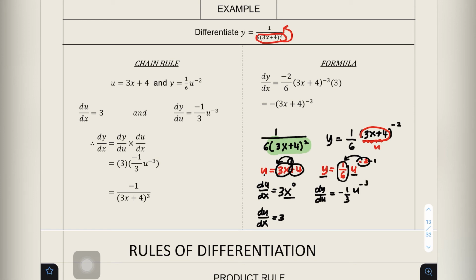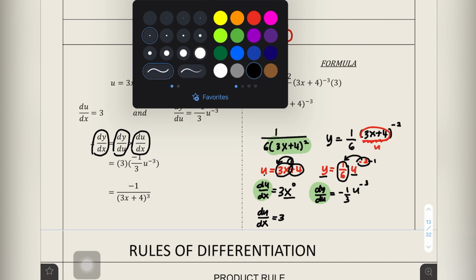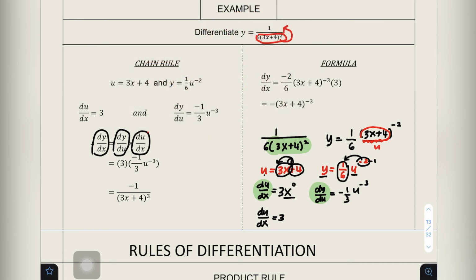Okay, class. So now you already have du/dx and dy/du. By using the chain rule, to find dy/dx, you need to multiply dy/du with du/dx that you have. You need to multiply both of these to get dy/dx. Why? Because we can eliminate du here and you will get dy/dx.